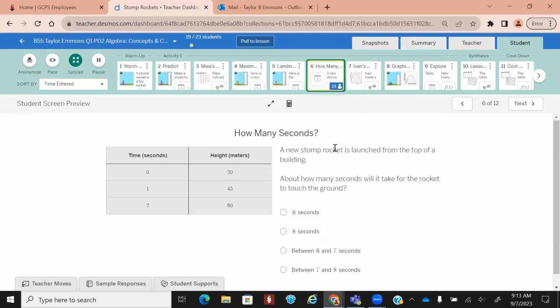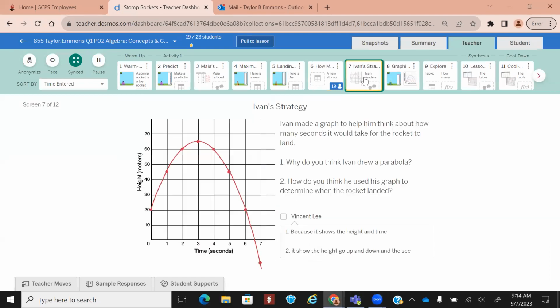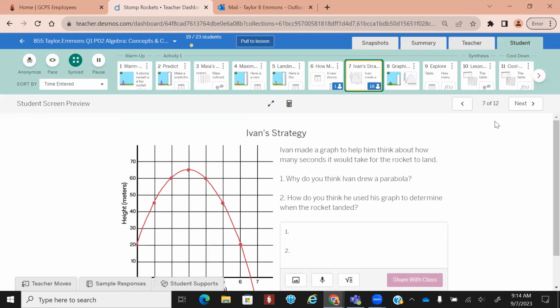Okay. A new SOMP rocket is launched from the top of the building. About how many seconds will it take for the rocket to touch the ground? Take a second. Well, I'm seeing that the majority of y'all are saying between 6 and 7 seconds. Okay. I'm keeping this moving, not taking too long.